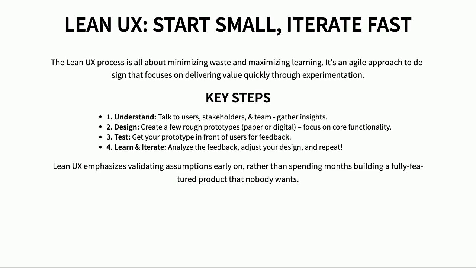Okay, let's talk about Lean UX. It's essentially a streamlined way to design. Think of it as a fast track to creating something people actually want and use. Instead of spending ages planning everything perfectly upfront, we start by really understanding our users and what they need. Then we quickly create some simple prototypes, maybe just paper sketches at first, to test out the core ideas. It's all about getting feedback early on, learning from it, and then making small changes, iterating until we've nailed it. The goal is to avoid wasting time building something nobody wants.